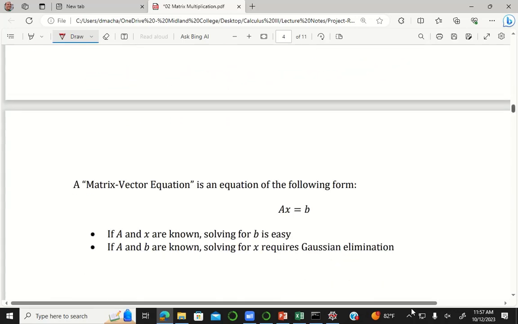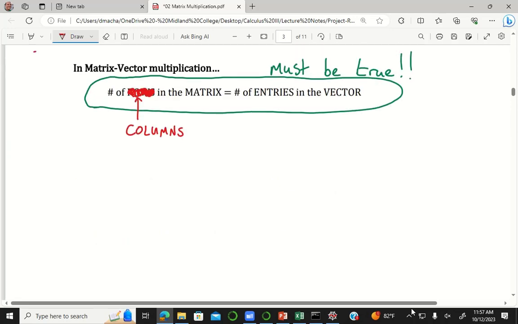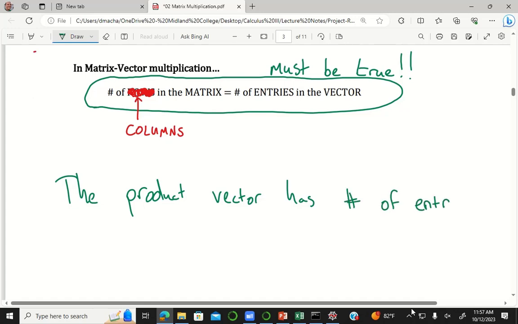And the other thing that maybe you notice is that in matrix vector multiplication, the product vector has the same number of entries as the number of rows of the matrix. So if your matrix that you're multiplying has 2 rows, then your product vector is going to have 2 entries. Does that make sense? Okay.